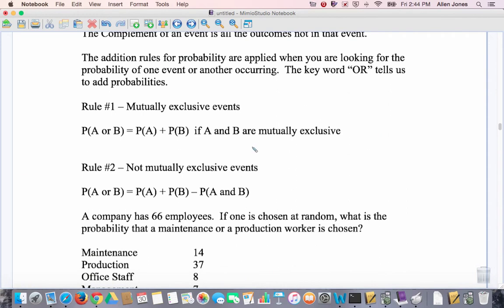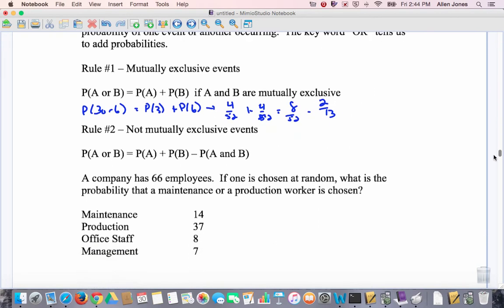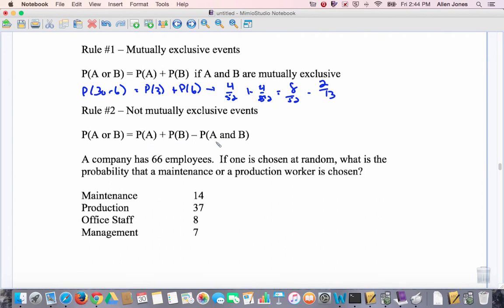If the two events are mutually exclusive, such as the probability of our 3 or our 6, we simply add the probability of a 3 plus the probability of a 6 together, or A plus B. Probability of a 3 is 4 out of 52. A 6 is 4 out of 52. So we get 8 out of 52, and we simplify that down to be 2/13. Okay? If two events are not mutually exclusive, we still add their two probabilities together, but we subtract out the probability of being A and B, or what I would term an overlap, or the events that can occur at the same time.